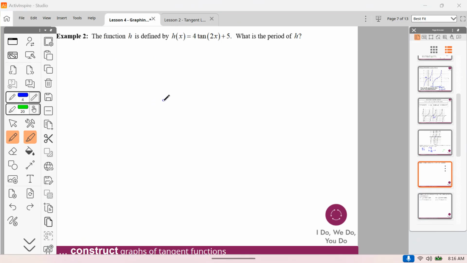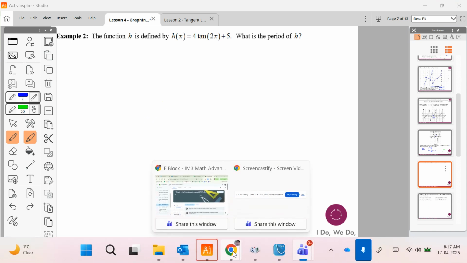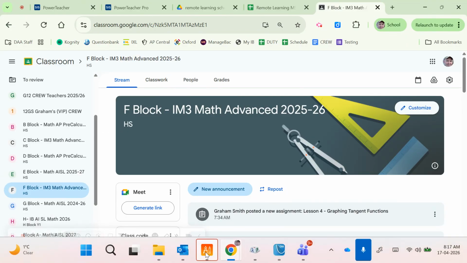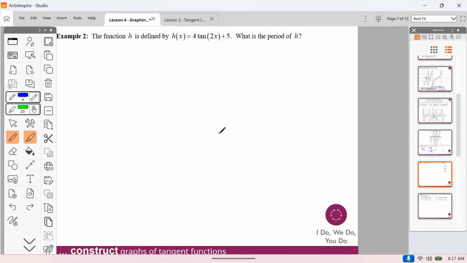So the function h is defined with the given function. What is the period? Have a go at finding this. Write it in the chat when you're done. Okay, so we can see that B is equal to 2. The period is equal to pi over B. So the period is pi over 2.